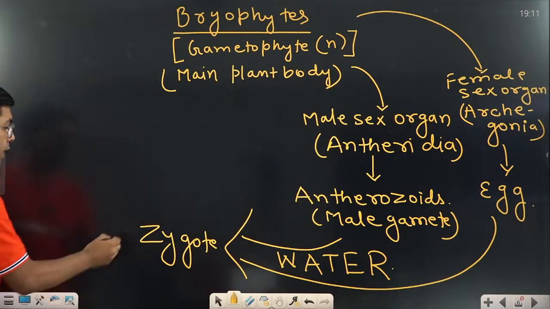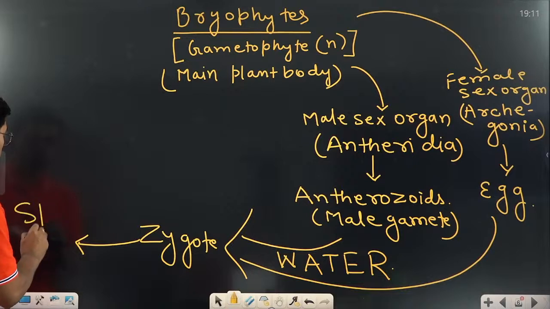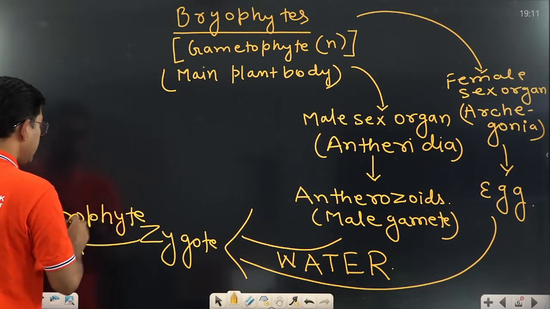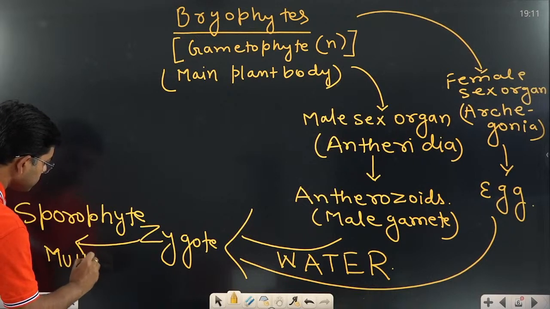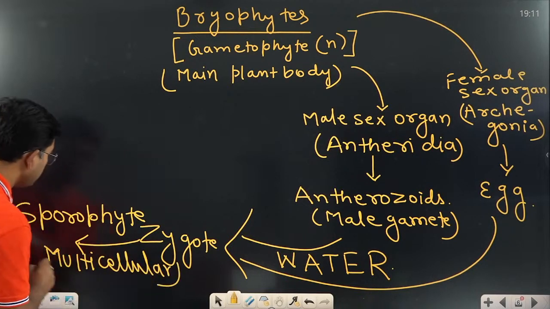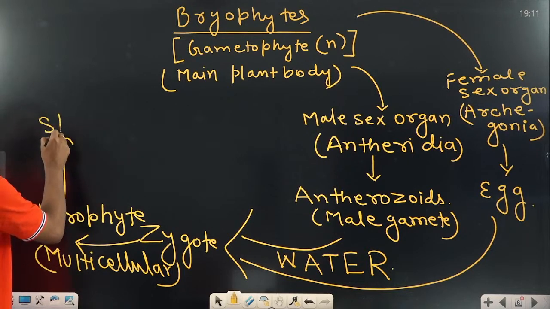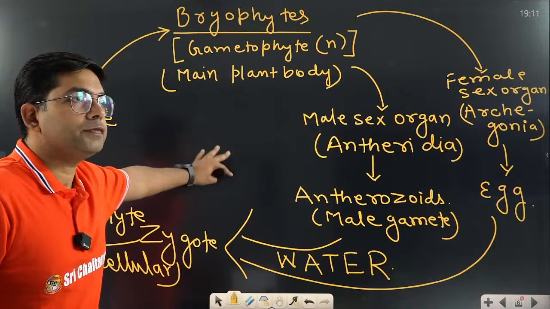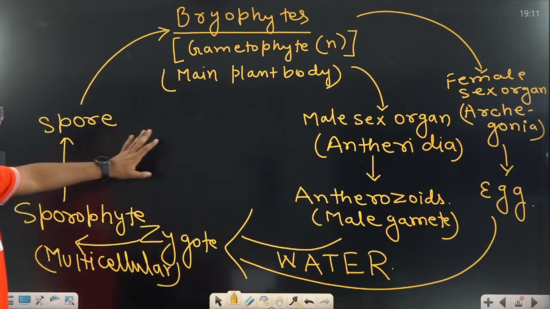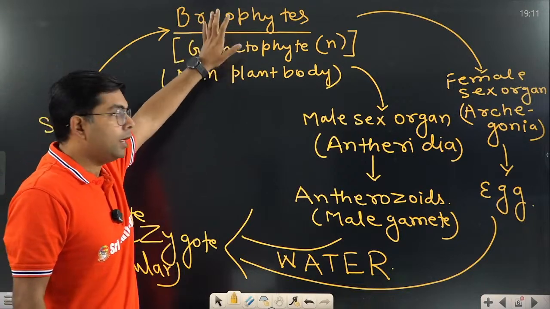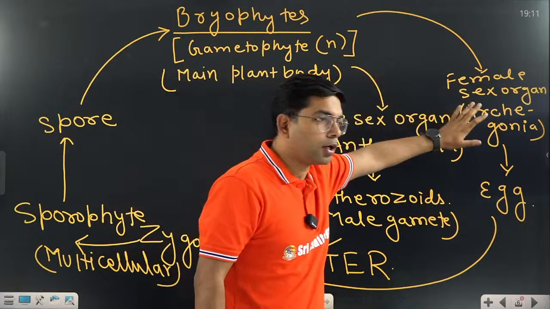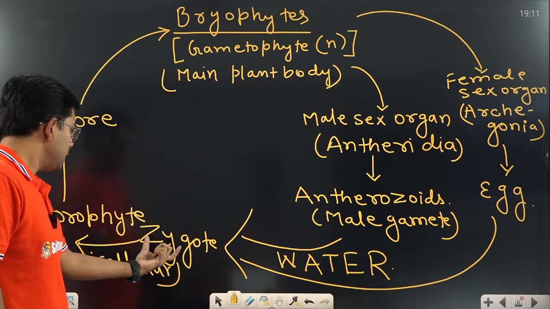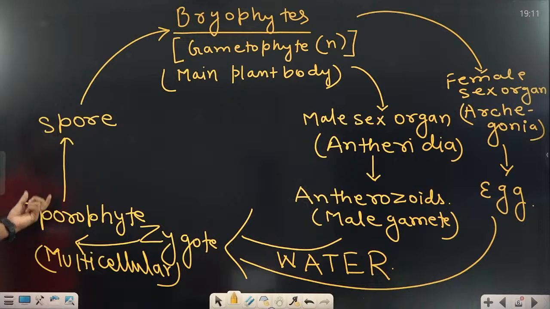Now this zygote will develop into the sporophyte, which is multicellular. This sporophyte will give rise to spores, and spores will form the gametophyte. So this is overall the life cycle of bryophytes. Once again, the main plant body is the gametophyte. It has a male sex organ and a female sex organ, which form male and female gametes. They fuse and form a zygote, the zygote develops into the sporophyte, and the sporophyte forms the gametophyte.